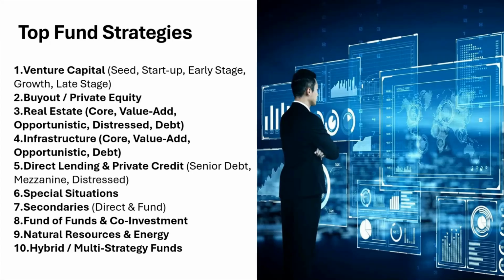Top fund strategies in the database, you're going to see: number 1, venture capital, seed, startup, early stage, growth, late stage. 2, buyout, private equity. 3, real estate, core, value add, opportunistic, distressed debt. 4, infrastructure, core, value add, opportunistic debt. 5, direct lending and private credit, senior debt, mezzanine, distressed. 6, special situations. 7, secondaries, that could be direct or fund. 8, fund of funds and co-investment. 9, natural resources and energy. And 10, hybrid multi-strategy funds.